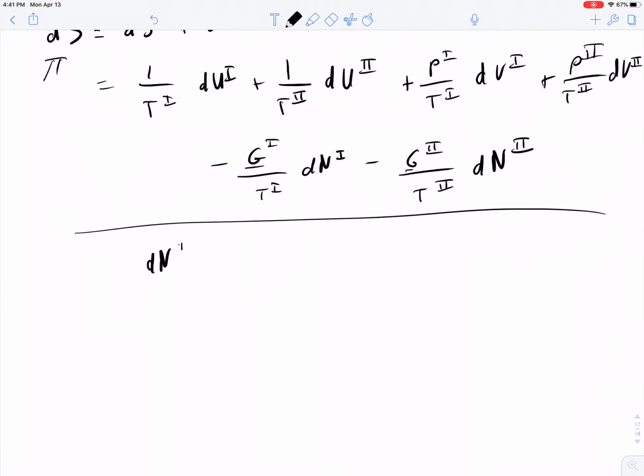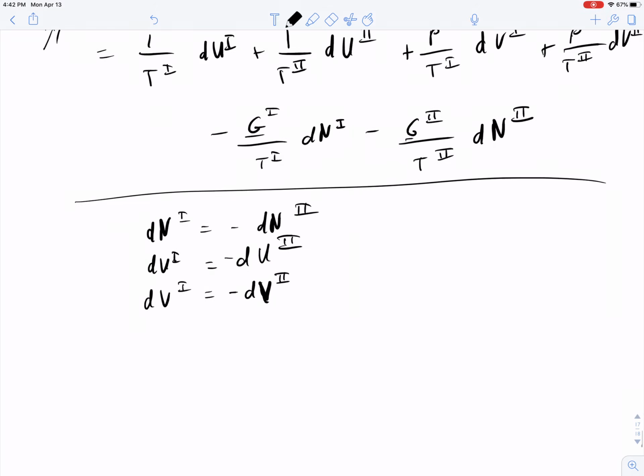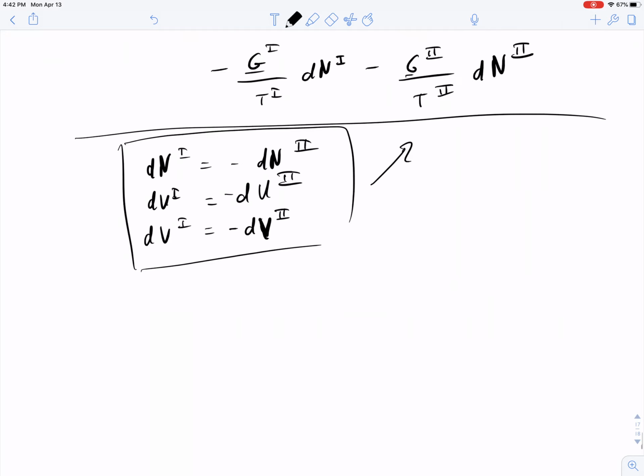The change in the number of moles that goes in system 1 is equal to the opposite of what's happening in partition 2. dU, the energy, because it's a conserved quantity, lost in one is what is going to be gained in the other. And the same thing with any type of change in the volume that this partition is going to occupy. Any loss in one is going to result in the gain of the other. And so if you make these substitutions for the fact that this is one composite closed system, we end up with this really interesting relationship.